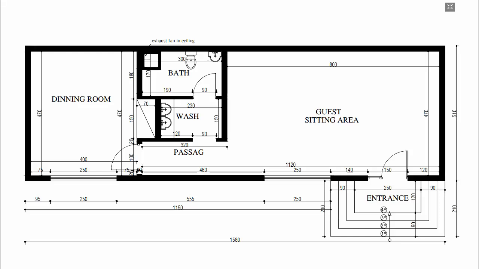All rooms are connected efficiently through a central passage, ensuring smooth circulation and privacy. The wall thickness, door placements, and dimensions are carefully planned according to standard architectural practice. This design is ideal for small guest accommodations, rental guest houses, farmhouse guest units, and compact hospitality projects.